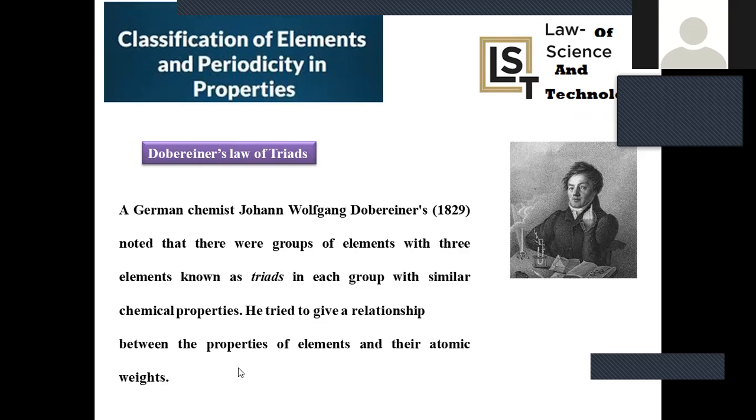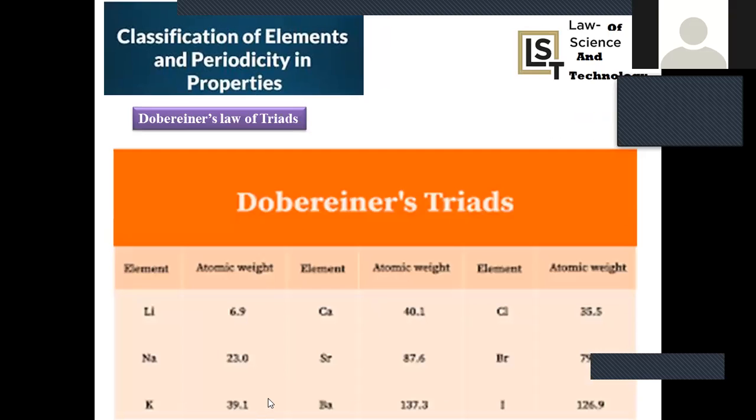He tried to give a relationship between the properties of elements and their atomic weights. He considered that elements are purely related to their atomic weight. That kind of relation he assumed at the time of Dobereiner in 1829. This is the system called the Dobereiner triad. He prepared Dobereiner triads: the elements lithium, sodium, potassium. At that time, these elements were well known. Atomic mass of lithium is around 7, accurately 6.9, sodium 23, potassium 39.